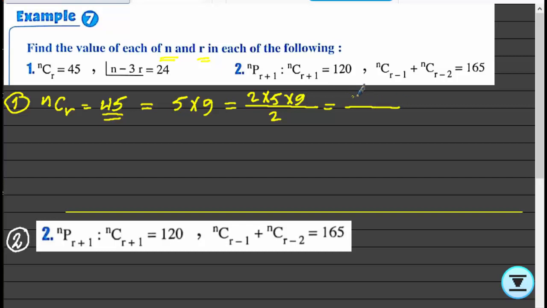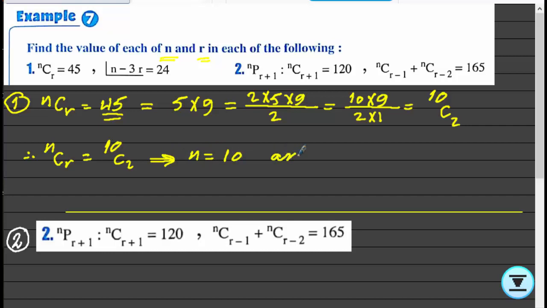We can write it in the form 10 multiplied by 9 over 2, where 2 is 2 multiplied by 1. So it is equal to 10C2, as 2 multiplied by 1 is factorial 2. Okay, so we have nCr equals 10C2. It means n equals 10 and r equals 2.